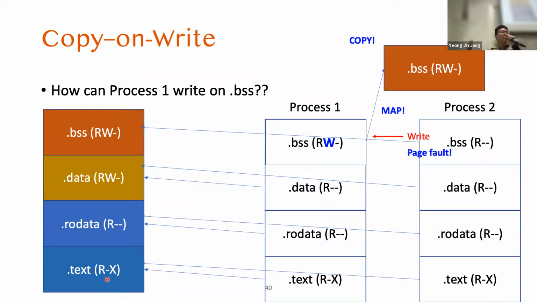So under the hood, the operating system can catch the page fault and then handle that. And then if we resume the execution, they can write on the global variable because now they do have the private copy.